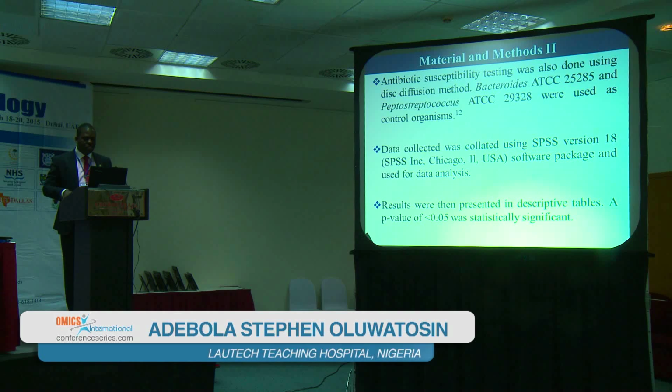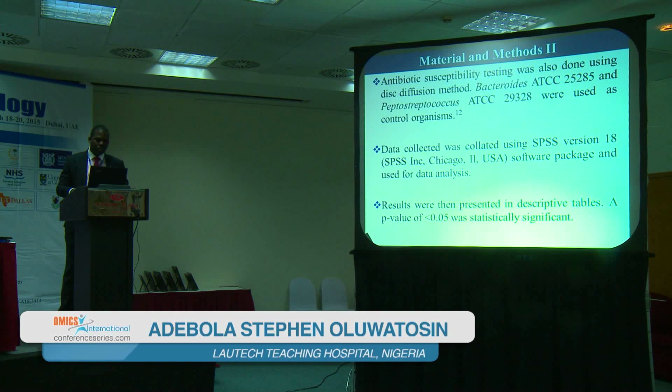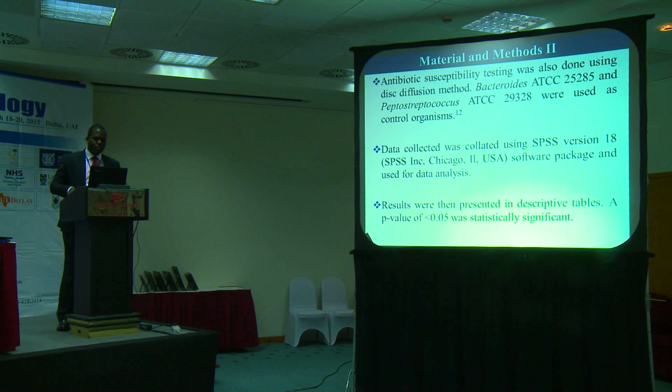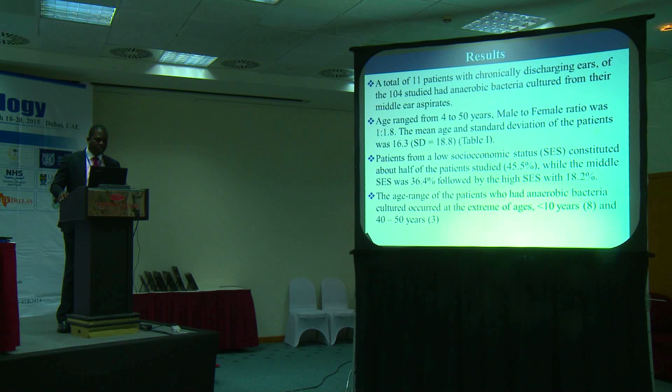Antibiotic susceptibility testing was done using the Bacteroides and Streptococcus discs, and data was collated using SPSS version 18. The results were then presented in descriptive tables. A p-value of less than 0.05 was identified as statistically significant.